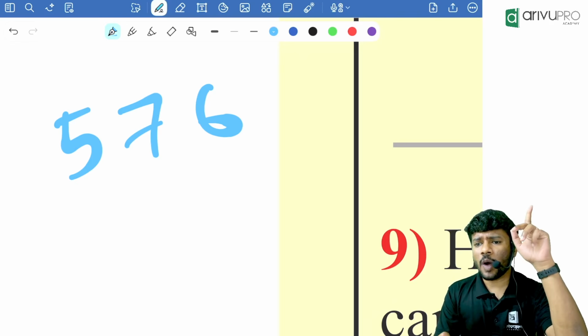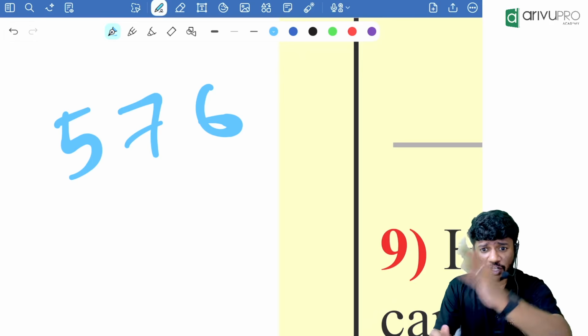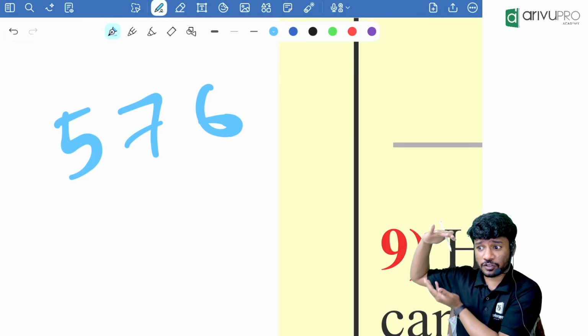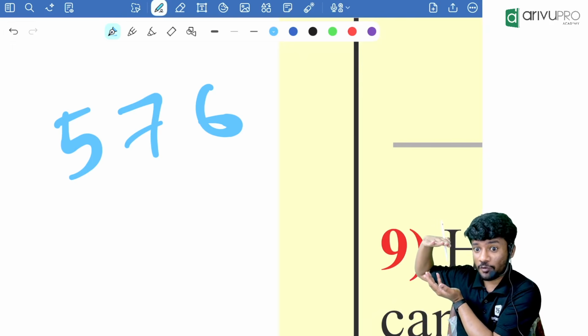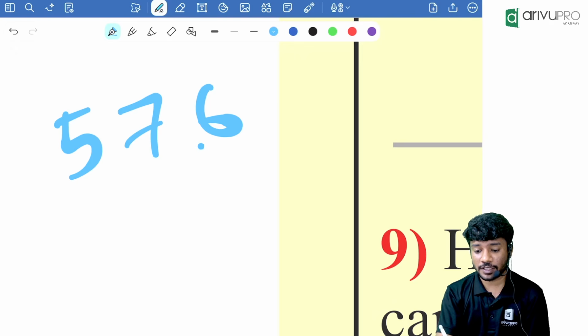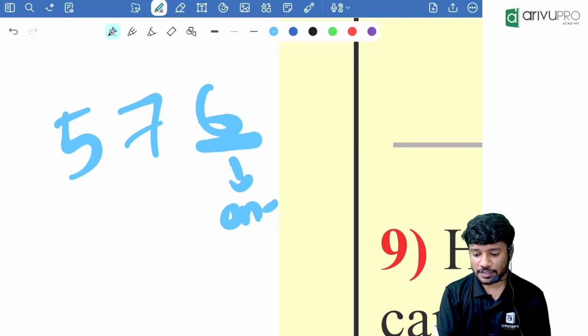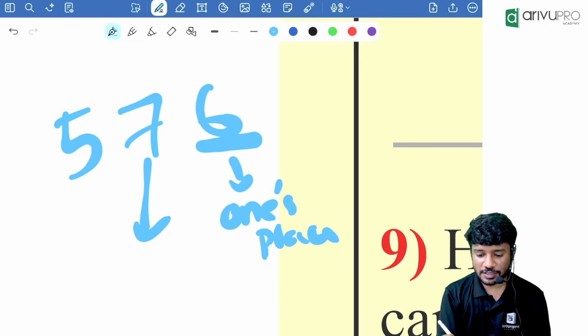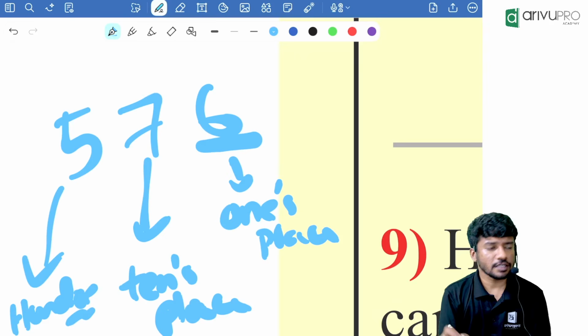Have you heard about ones place, tens place, hundreds place and all? We studied it as the very basic. One of the first things we learn in our first standard or second standard. Ones place. Which is here in ones place? 6 is there in ones place. Ones place. Who is there in tens place? 7. Tens place. Then who is there in hundreds place? 5 is there in hundreds place.